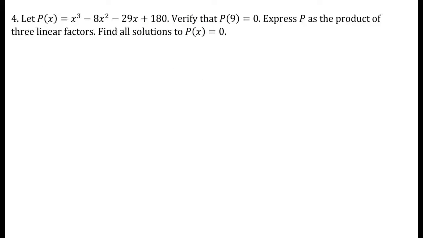Let p of x be this function. Verify that p of 9 equals 0. Well, let's do that first. That means if I plug in a 9, I should get out a 0. 9 cubed minus 8 times 9 squared minus 29 times 9 plus 180. What does that give me? If I go over to my calculator and type that in, that gave me 0.